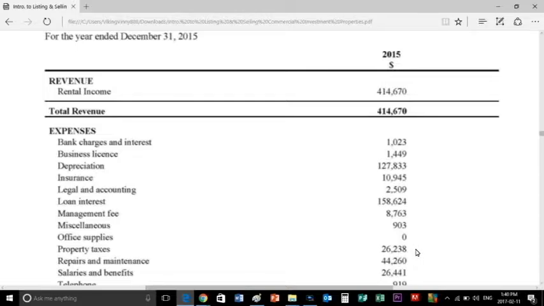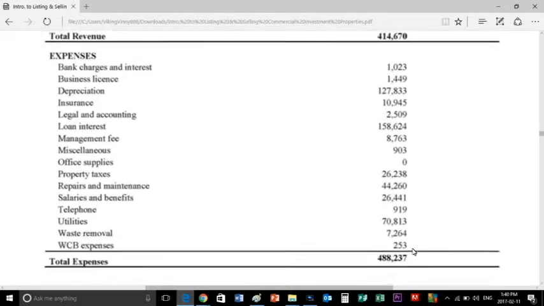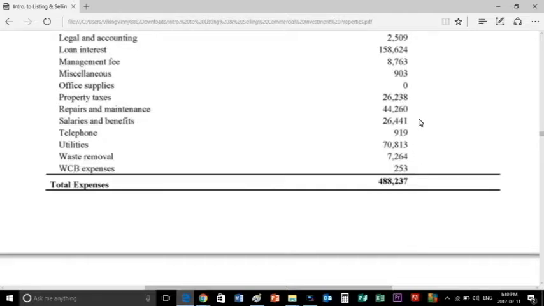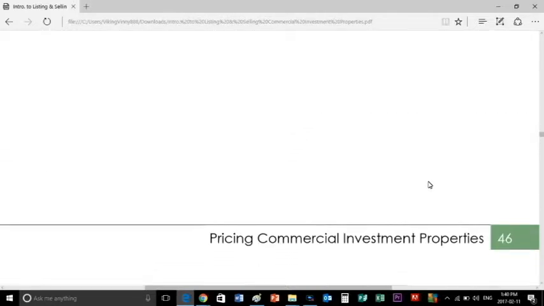Property taxes, $26,238. Repairs and maintenance, $44,260. We have the salaries and benefits, $26,441. Telephone, $919. Utilities, $70,813. Waste removal, $7,264. WCB expenses, $253, and the total expenses come out to $488,237.